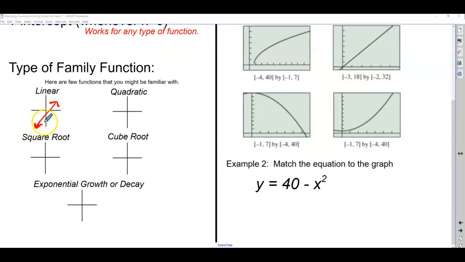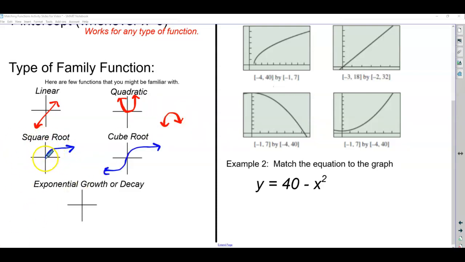linear function. This linear function is a straight line, consistent slope. As x's increase, the y's increase. This would be an increasing function. If it was going the other way, a decreasing function would go down from left to right. A quadratic function can be a parabola. It's a U-shaped graph. If it's positive, if the a value is positive, the graph's going to open upwards. If there's a negative in front, it's going to open downward.